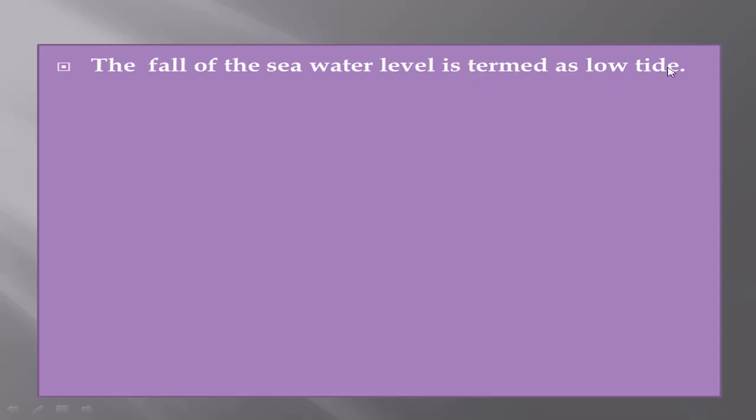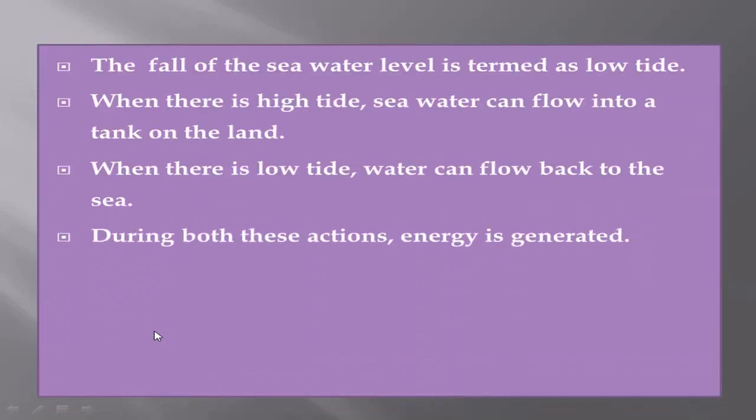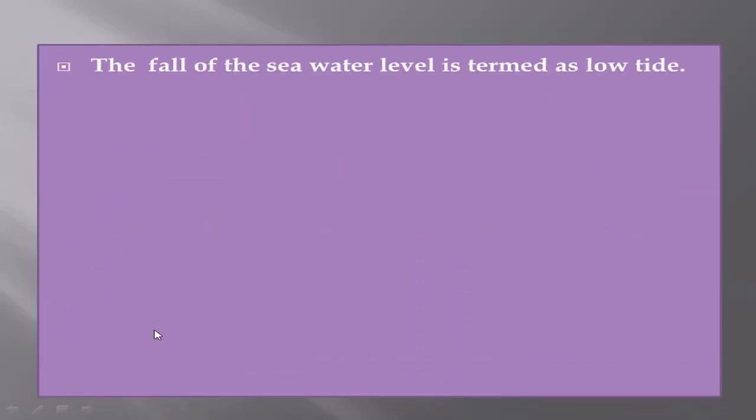Now we have learnt that the water level of the sea changes due to the effect of the sun and moon. Those are known as tidal waves. Tidal waves mainly have two types, high tides and low tides. The high tides you have learned. So what is the low tide? The fall of sea water level is termed low tides.